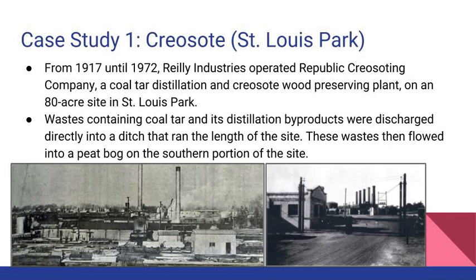Louis Park. From 1917 until 1939, waste containing coal tar and its distillation byproducts was discharged directly into a ditch that ran the length of the site. These wastes then flowed into a peat bog on the southern portion of the site. An oil-water separator was installed in 1940, but the Republic Creosoting Company continued to discharge contaminated waste into the peat bog for the duration of the company's operations at the site.